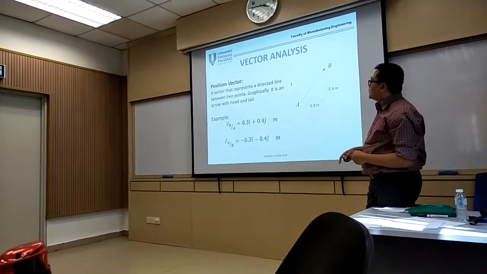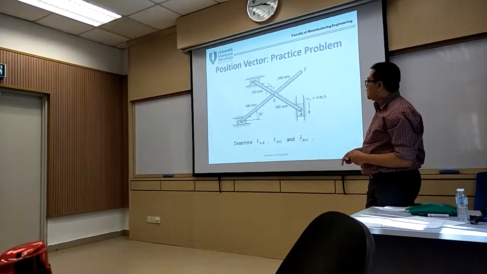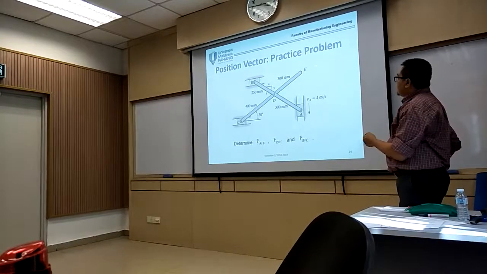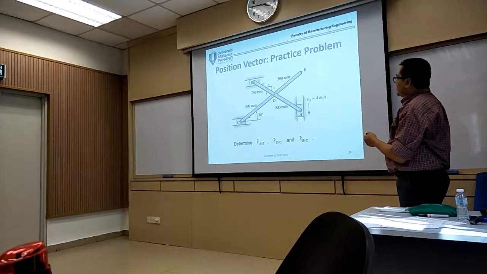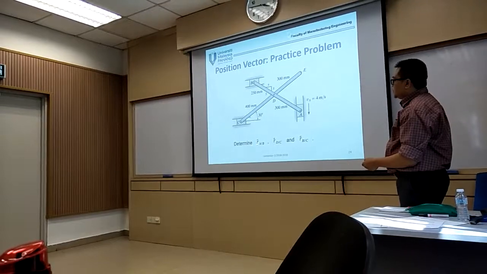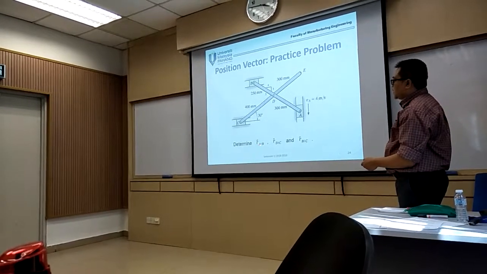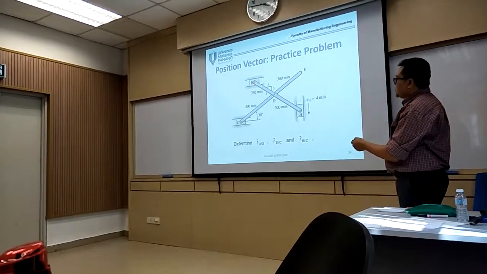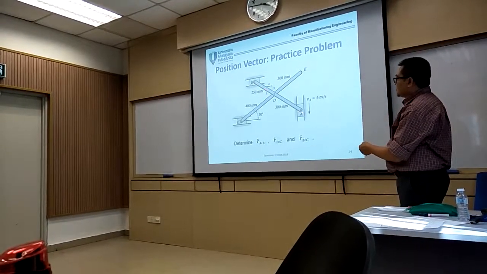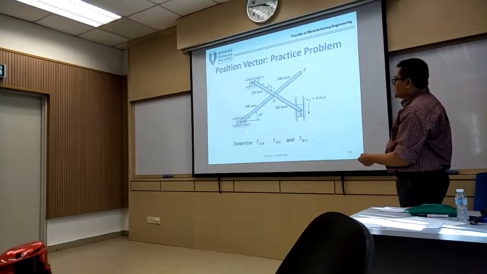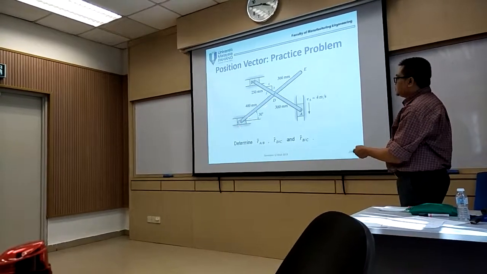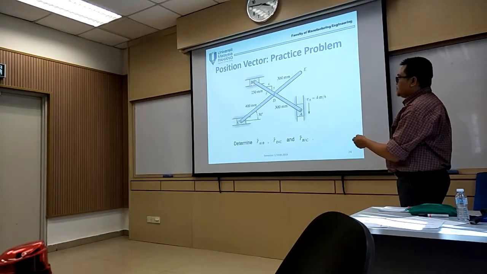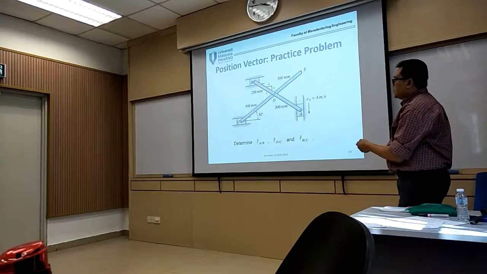Maybe we finish early today. Maybe you do this. We do some practice. You need to find the position vector rAB, which means from B to A. So this is B, this is A. So what is the position vector? rDC from C to D, and rBC from C to B. Okay, let's try.